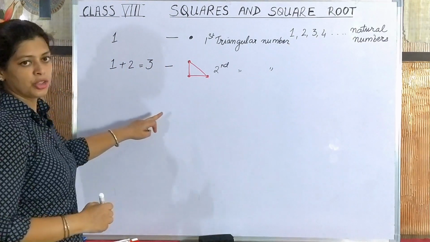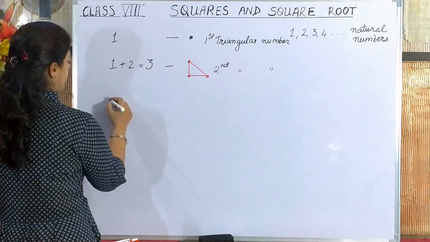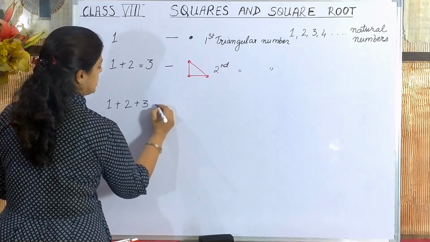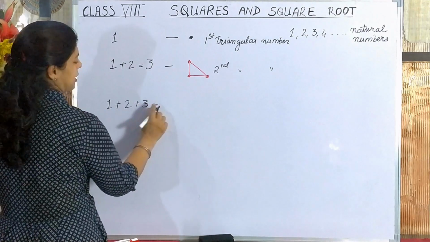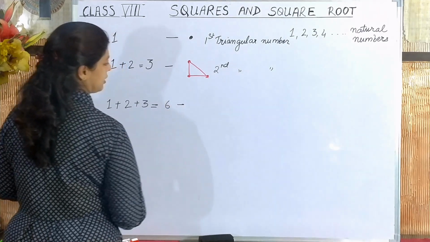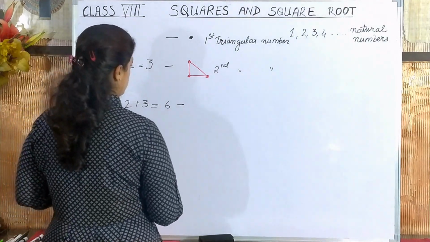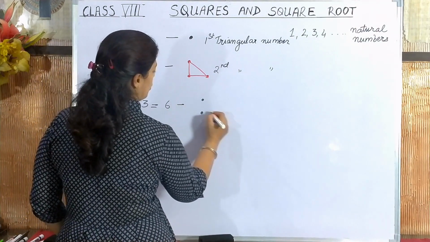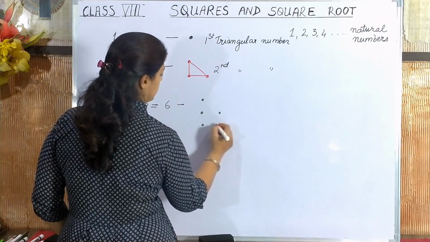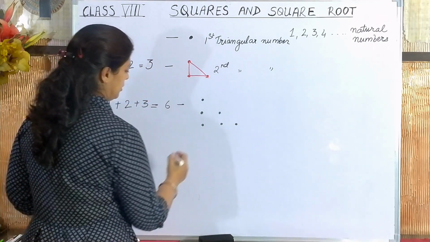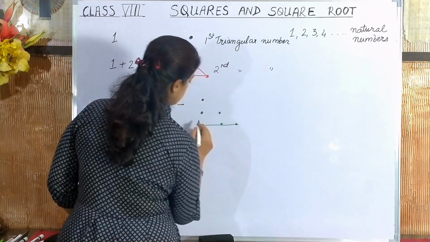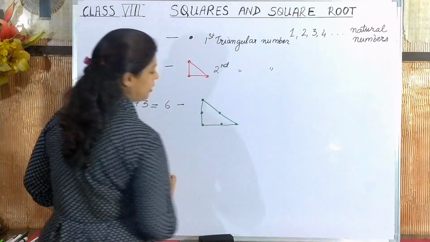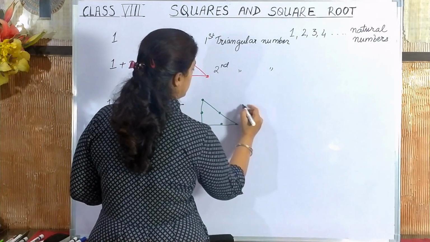The sum of the first 3 consecutive natural numbers will give me the third triangular number. That is 1 plus 2 plus 3, which is equal to 3 plus 3, 6. This is the third triangular number. This can be represented as 1 dot in the first row, 2 in the second, and 3 in the third. Again, if I join these dots, I get a triangular shape. This is the third triangular number.